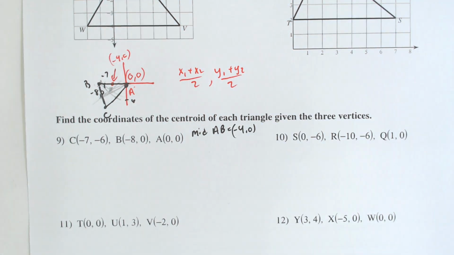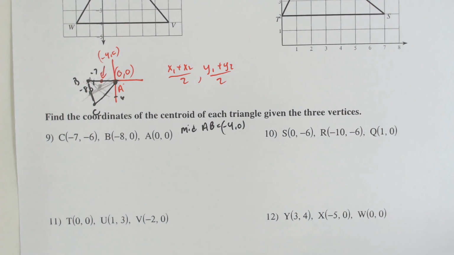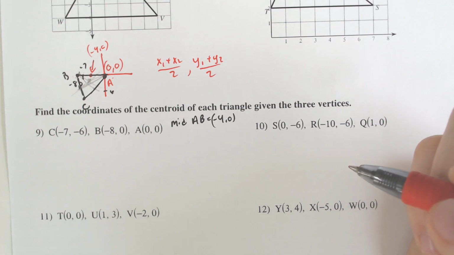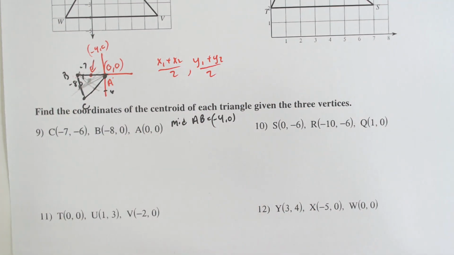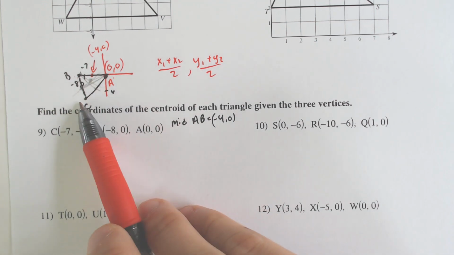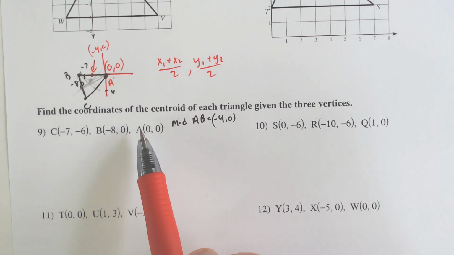Now I'm labeling this because it's going to get messy very quickly. So the midpoint of those two is negative 4, 0. We need to find the midpoint of another side. I'm going to pick one that seems like it's going to be a little bit easier, which would be A to C, because it already has 0, 0.